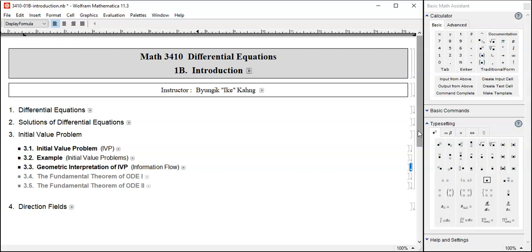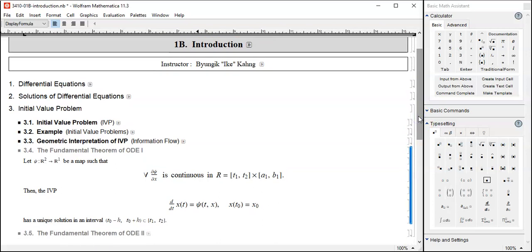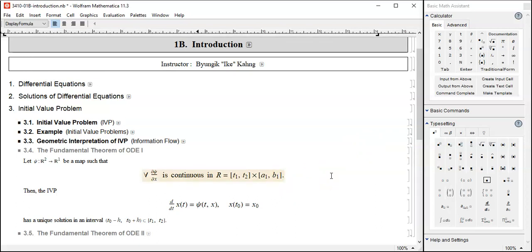Okay, do I have time to talk about something else? How about the fundamental theorem? I'll just mention it because our textbook author mentions it too, without proof, of course. Let psi be a function of two variables, and it is continuous in a certain rectangle, T1 to T2 and A1 to A2. Sorry about the typo.